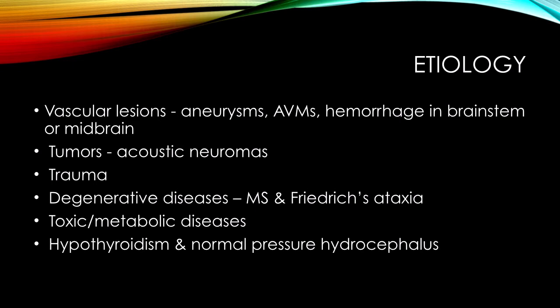Ataxic dysarthria can occur due to vascular lesions caused by aneurysms, arteriovenous malformations, or hemorrhage that occurs in the brainstem or midbrain. It can also occur by tumors. One example is acoustic neuromas. These are benign tumors that develop on the vestibular nerve or the auditory nerve, affecting balance and hearing. They lead from the inner ear to the brain. Trauma to the cerebellum may also lead to ataxic dysarthria.